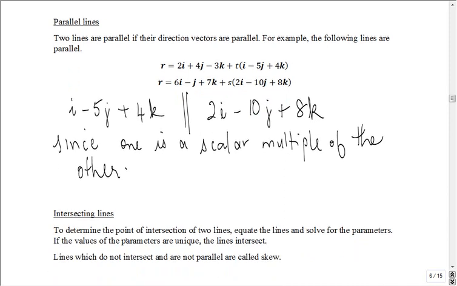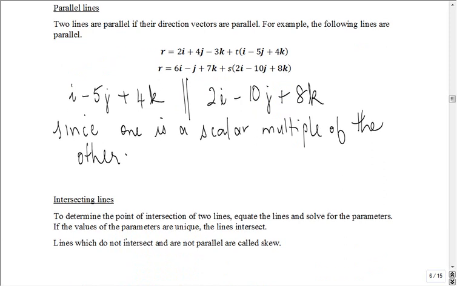Okay, so I gave you a little note. To determine the point of intersection of two lines, equate the lines, solve for the parameters. If the values of the parameters are unique, the lines intersect. Now, a very important concept here. Lines which do not intersect and are not parallel are called skew. Okay, so you can have that happening. The lines do not intersect and neither are they parallel. Remember, we are in vectors, so we are looking at certain lengths and certain directions. You're not in 2 dimensions where the lines go on and on. Okay, so careful here, right?